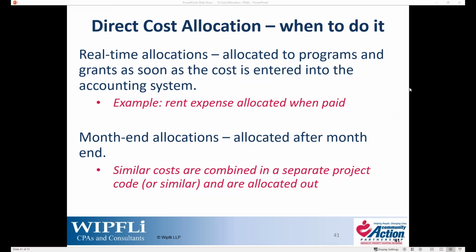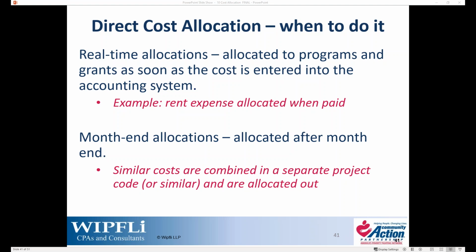When do you do direct cost allocation? Well, there are two different methodologies. One is real time and one is month end. Real time says that you allocate as soon as the cost comes into the system. When I pay rent, I allocate to the programs based on square footage. When I pay that utility bill, I allocate it to the programs based on square footage. When I get the insurance bill for that building, I allocate it based on square footage. So that's real-time allocation.